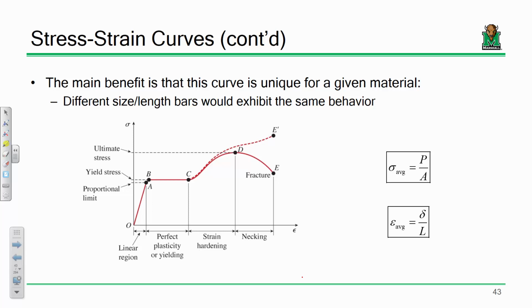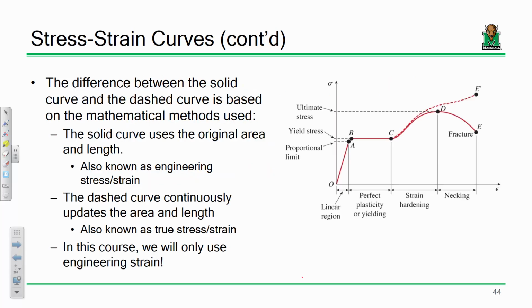Now, again, the benefit of a stress strain curve is that it is unique for a given material. If you have a different size bar, a different length bar, different what have you, you'll get the same stress strain curve, plus or minus statistical noise in your test. Okay, and this is the difference between the engineering curve and the true stress strain curve.